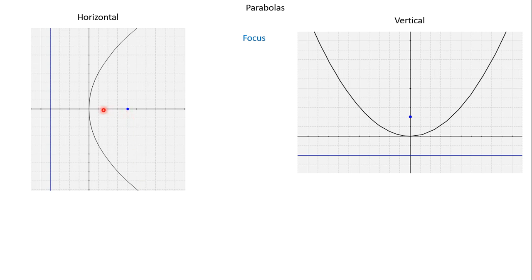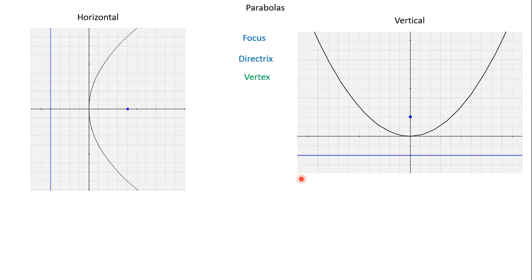The closer the focus gets to the vertex, which we haven't talked about, but we know what the vertex is, the skinnier the parabola gets. And the further away you pull the focus, the closer to a straight line it gets. But we have the focus. We have the directrix, which is this other line that's on the other side of the parabola. Notice the distance from the focus to the vertex is the same as the distance from the vertex to the directrix. Same thing here. We have 2 units in both of these cases.